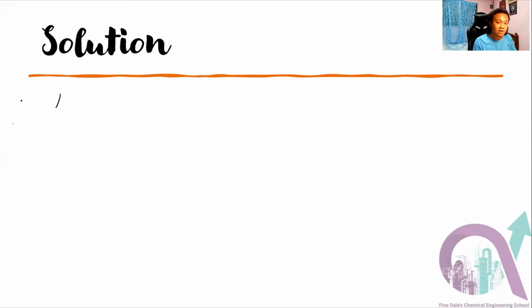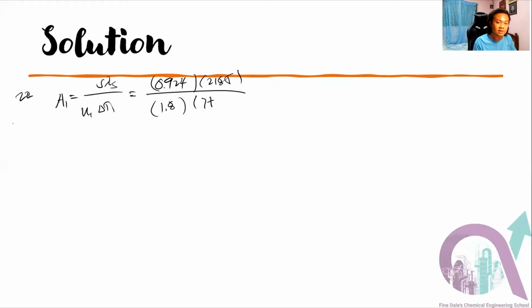So we have 22. You have A1, area 1 is always the steam. Okay, so yeah, it's 0.924 times 2185 over 1.8 then 17. Yeah, you have 66 square meters.